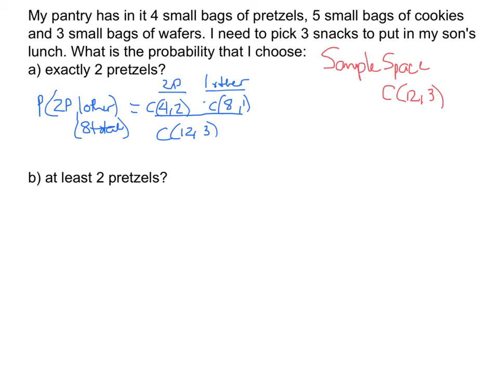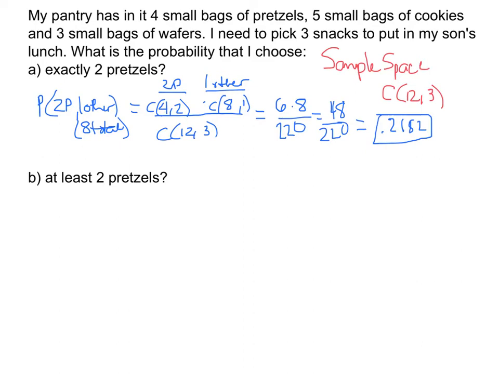So let's go ahead and compute this. We get 6 times 8 over 220, which is just 48 over 220. And when we do the division, we get 0.2182 rounded. And that is our answer.